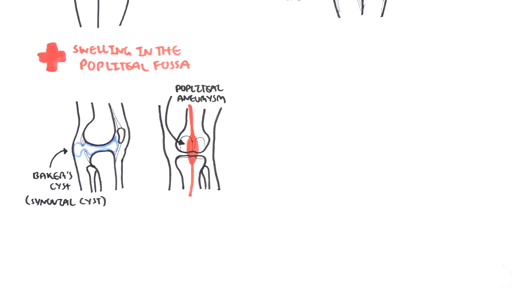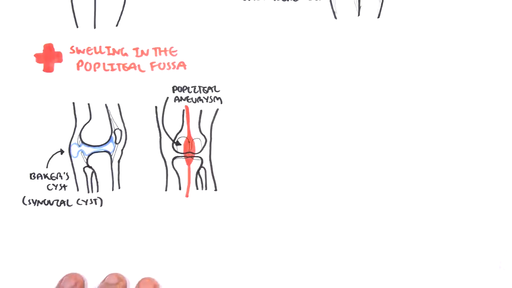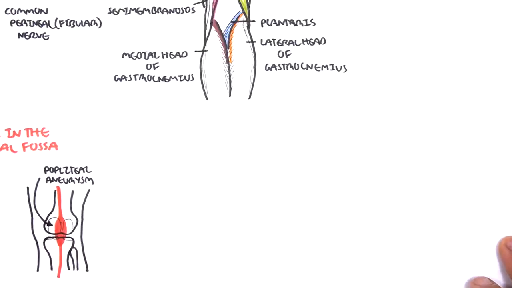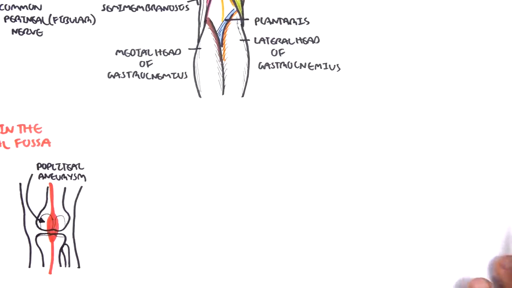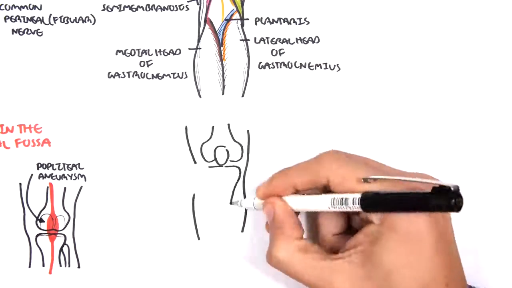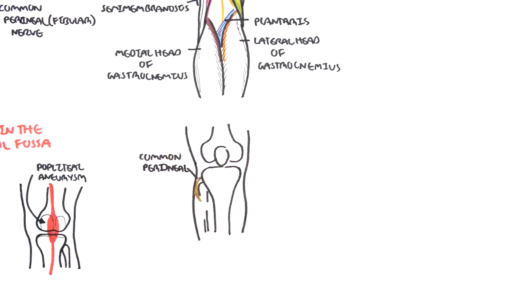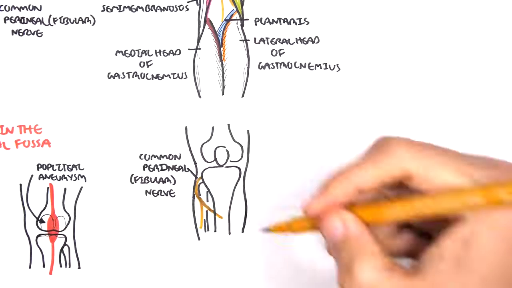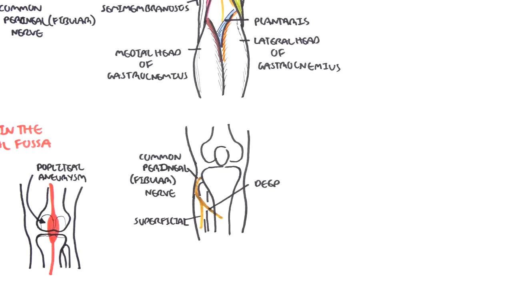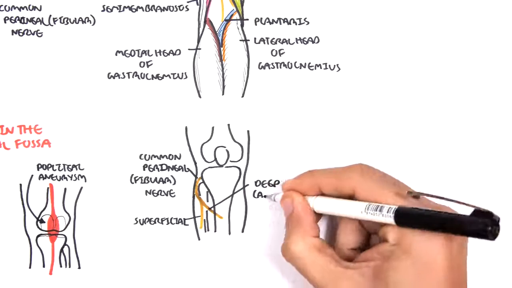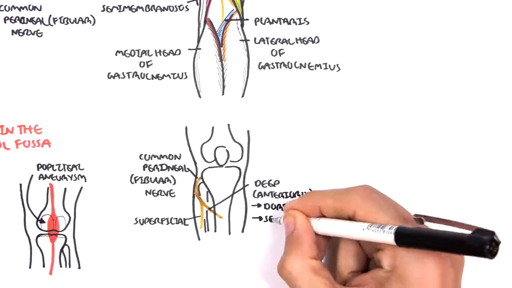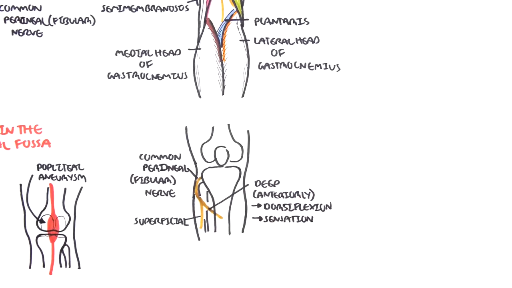Finally, let's continue talking about the common peroneal nerve, also known as the fibular nerve, which again is a branch of the tibial nerve at the popliteal fossa. As the common peroneal nerve, the fibular nerve wraps around the head of the fibula laterally. It branches to the deep and superficial peroneal nerves. The deep peroneal nerve supplies the anterior muscles of the leg and so is responsible for dorsiflexion and sensation in this area. The superficial, on the other hand, supplies the lateral part of the leg, so it is responsible for foot eversion and sensation around this area.